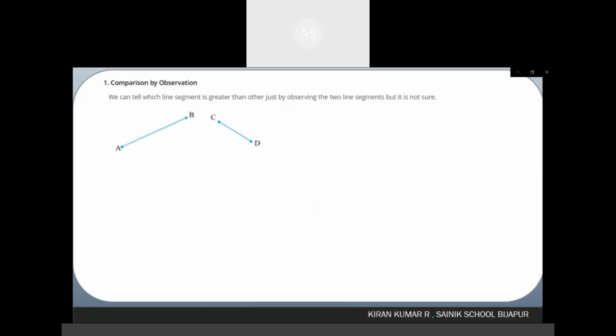Suppose I have the two line segments AB and CD here, we can easily say that the line segment AB is greater than the line segment CD. But sometimes it is difficult to tell which one is greater. We represent it this way: line segment AB greater than line segment CD. But every time it is very difficult to tell which one is greater just by observation. So the second method is followed.